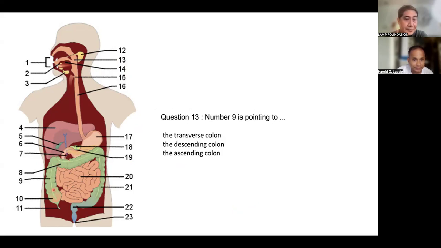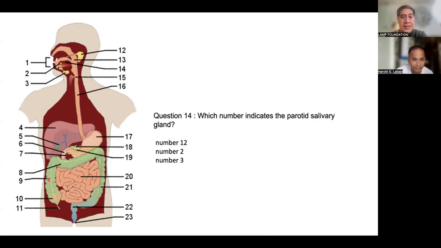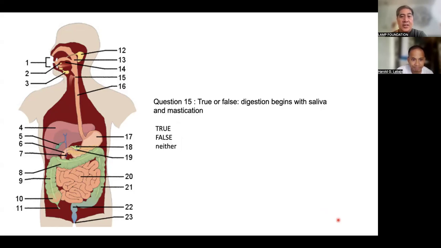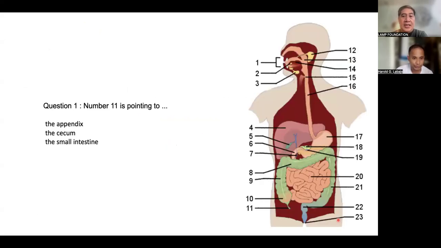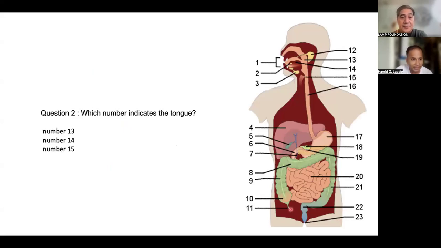Number 9, the ascending colon. Which number indicates the parotid salivary gland? Number 12. True or false? Digestion begins with saliva and mastication. True. Number 11, the appendix.